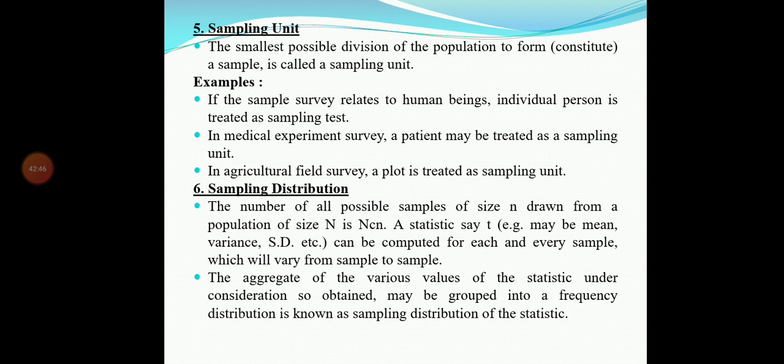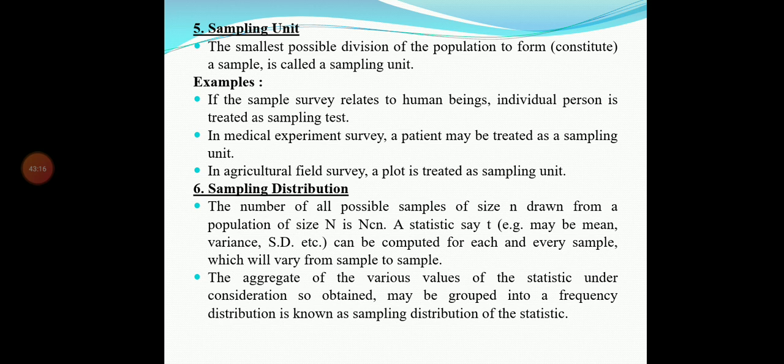What arrangement of what? It is an arrangement of statistics computed for each and every sample. That's all. Statistics computed for each and every possible sample, still to be specified clearly. The aggregate values of the various values of the statistic under consideration is obtained.